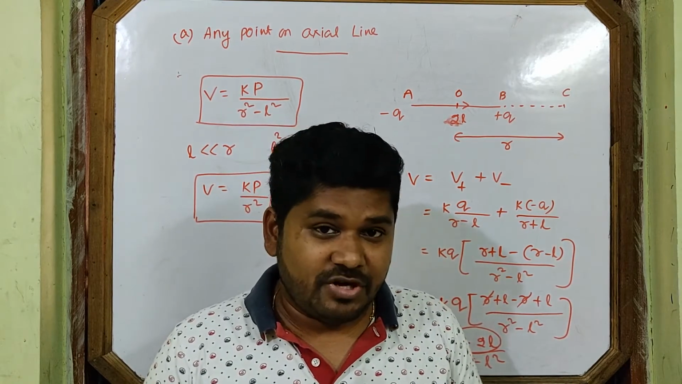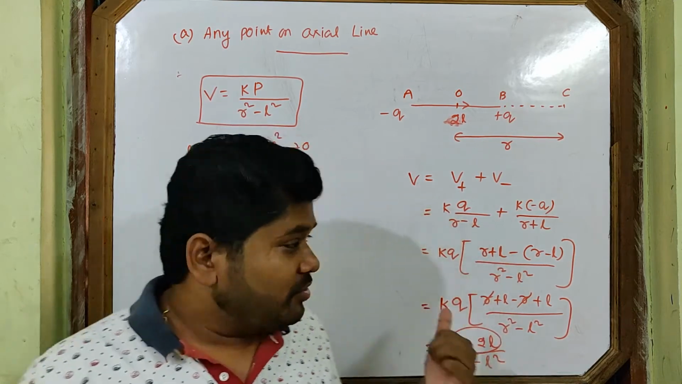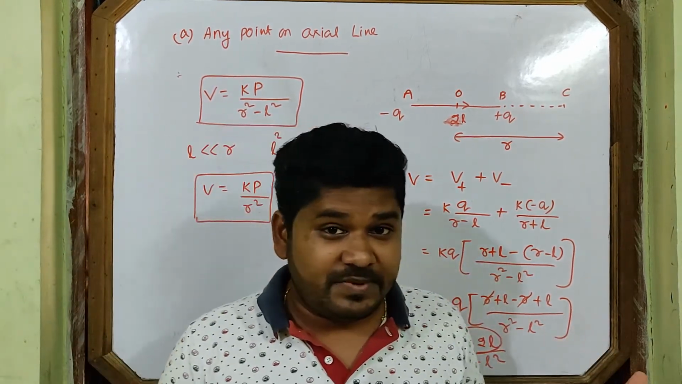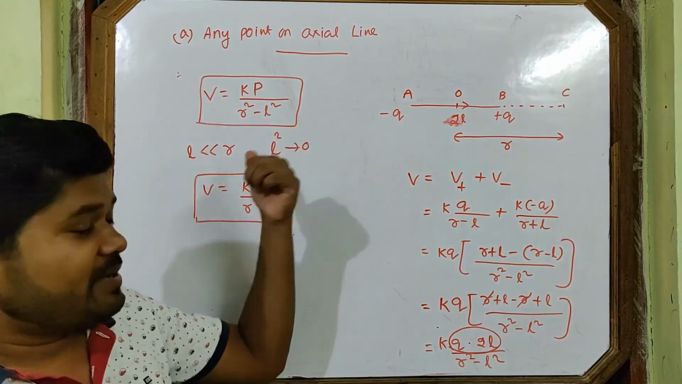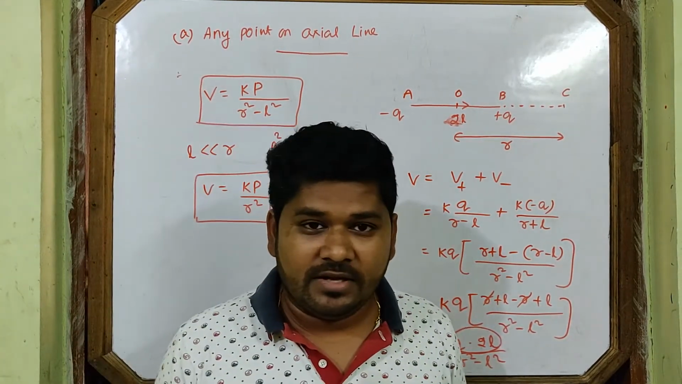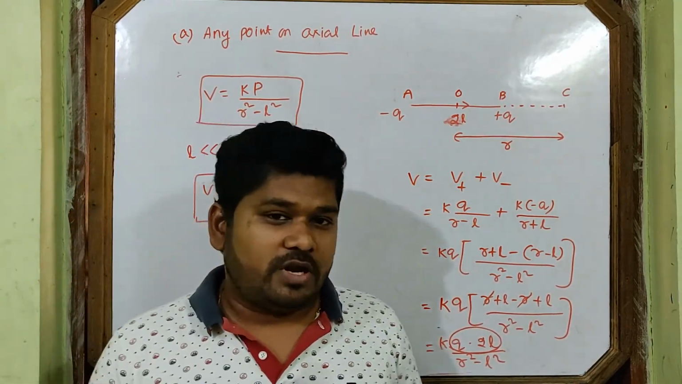In the exam, if a question comes to find the potential due to an electric dipole at any point on the axial line, you will do up to this much. You may or may not be asked for a short dipole, but you will do up to this much, writing this condition for short dipole. Okay. So now let's come to the equatorial line.